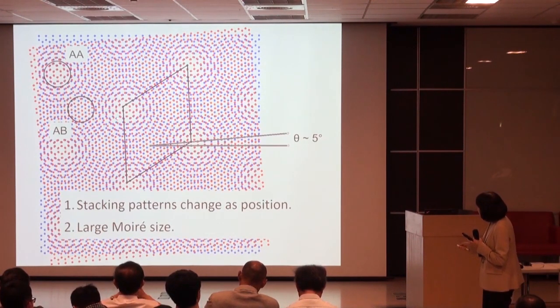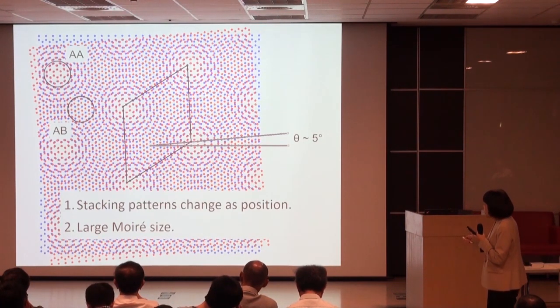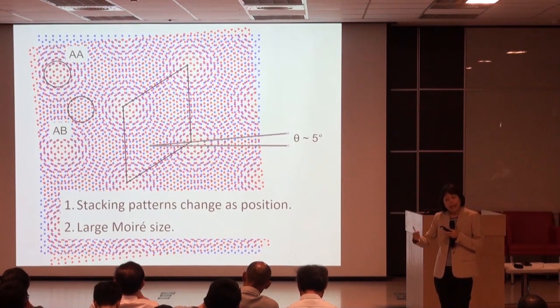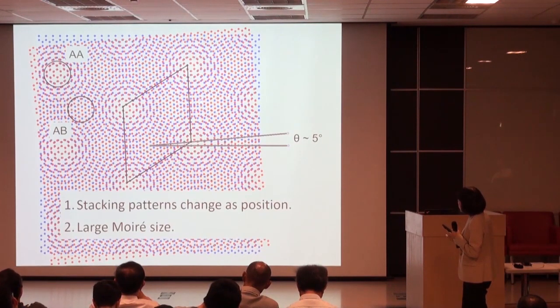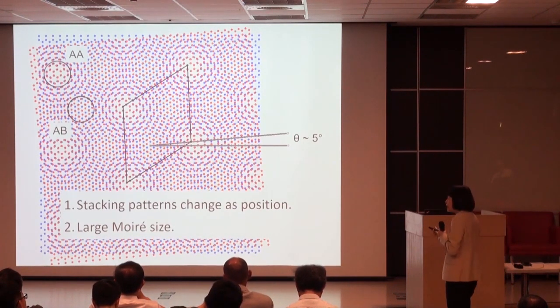And at the same time, we have some kind of moire pattern whose size is much larger than the chemical bonds. So you introduce some kind of artificial periodicity into the system. Okay, so those are the two key factors, and they're going to give us very interesting properties for the materials.